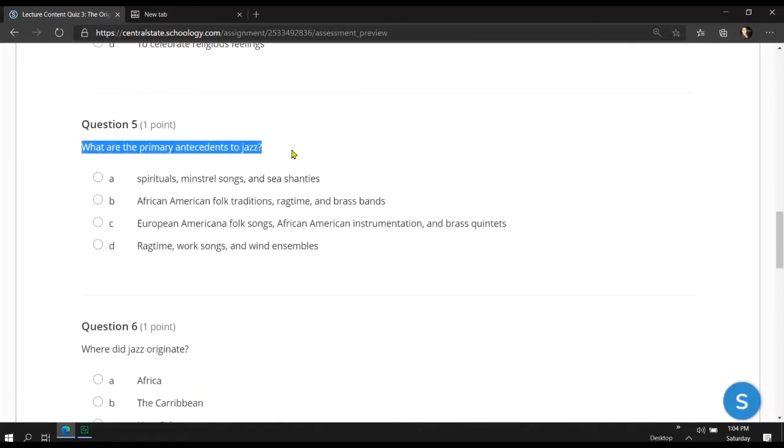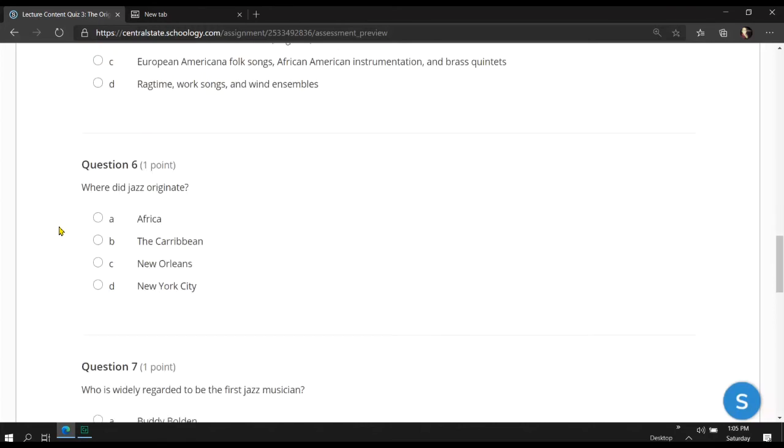Question 5. What are the primary antecedents to jazz? A. Spirituals, minstrel songs, and sea shanties. B. African American folk traditions, ragtime, and brass bands. C. European American folk songs, African American instrumentation, and brass quintets. Or D. Ragtime, work songs, and wind ensembles. The formula for jazz is African American folk traditions plus ragtime plus brass bands equals jazz.